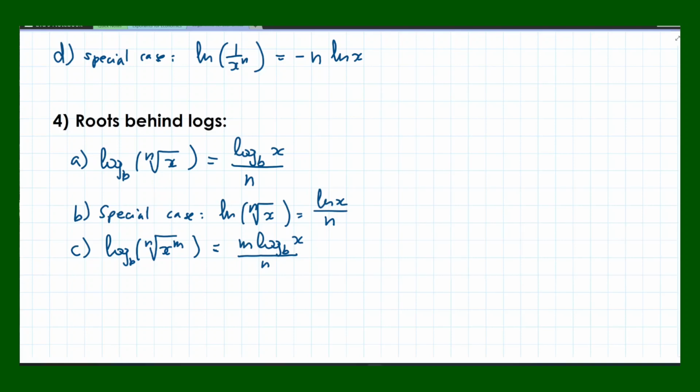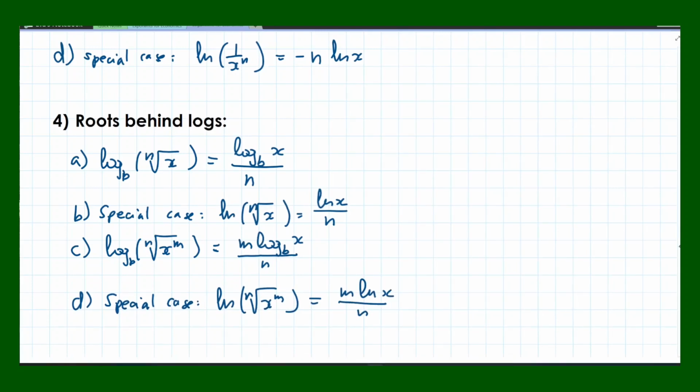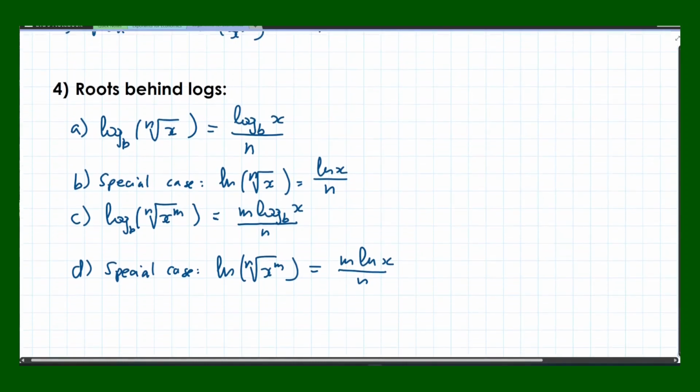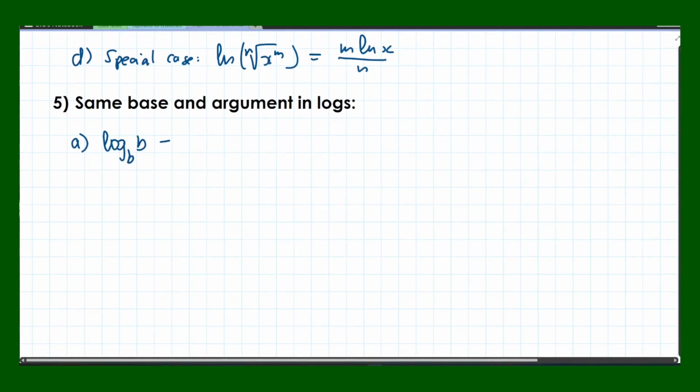And again, just for the sake of completeness, let's write out this same rule with base e. So, the special case with ln of the nth root of x to the m, and again, make sure that we use the bracket, is going to be m times ln of x over n. Again, we're going to need a bit more space. Let's do just that. And now we can move on to the fifth rule, which details what happens when we have got the same base and the same argument. So, in the generic case, if I have got log base b of b, well, that's just equal to 1.